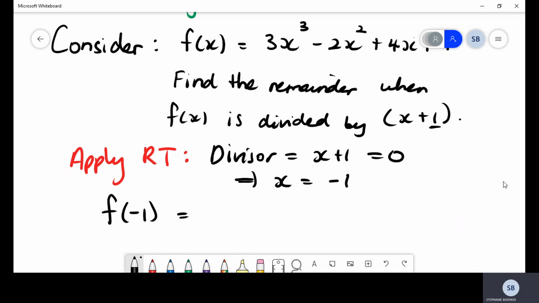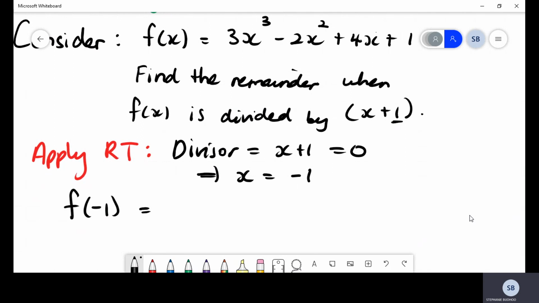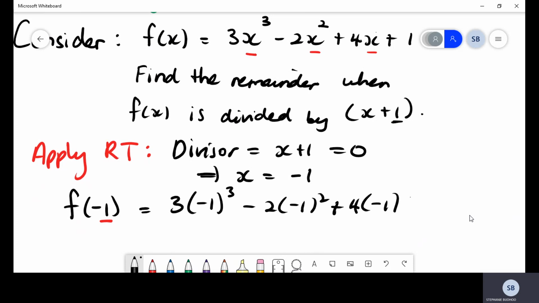Now we have our function up here. So we're just going to perform a simple substitution. So when x has a value of -1, we are going to substitute those values into our function wherever we see x. So we'll get 3 by -1 cubed, subtract 2 by -1 squared, plus 4 by -1 plus 1.